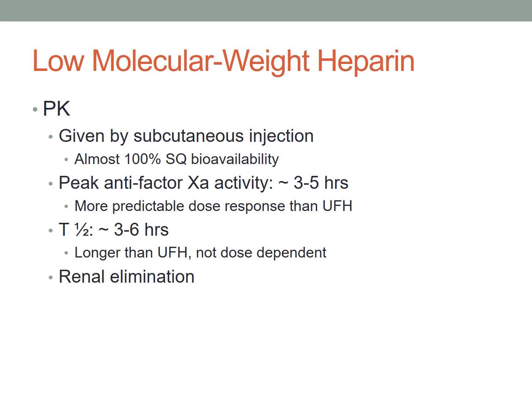Low molecular weight heparins are given by subcutaneous injection. Their peak anti-factor Xa activity occurs at about 3 to 5 hours, and it has a more predictable dose response than unfractionated heparin. Its half-life is about 3 to 6 hours, which is longer than unfractionated heparin and not dose dependent. So based on this pharmacokinetic information, it's reasonable to use low molecular weight heparins in weight-adjusted doses without the PTT monitoring that is required for heparin. It's also important to note that low molecular weight heparins undergo renal elimination.